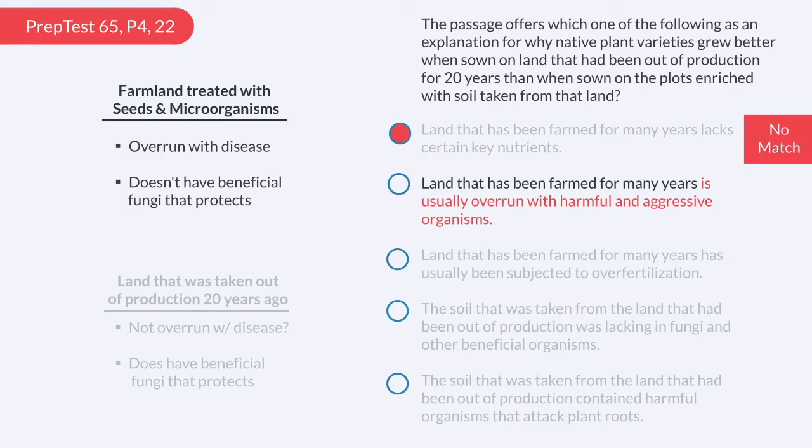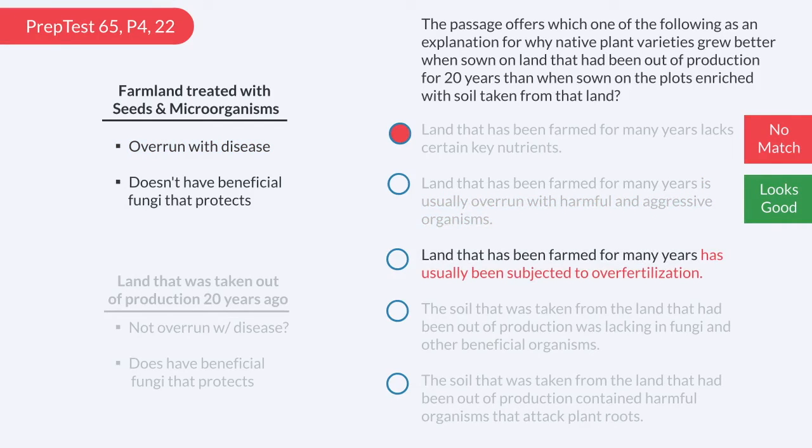B is saying they're struggling because they're overrun with harmful and aggressive organisms. Yeah, that's true. I mean, the other part of that is that they are missing the symbiotic fungi that would fight those organisms, but that's kind of 2 different ways of saying the same thing. Because they don't have the protective fungi, they are overrun with diseases. Let's keep that. C is saying the farmed land is struggling because it's been over-fertilized. That is outside the support window. It has nothing to do with what we're looking at here.